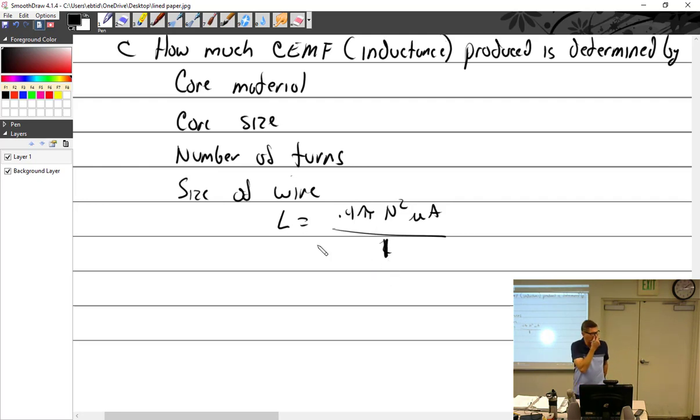Is counter EMF a measurable thing? Yeah, I don't know if you can measure it, calculate it. I'm sure somebody can measure it.